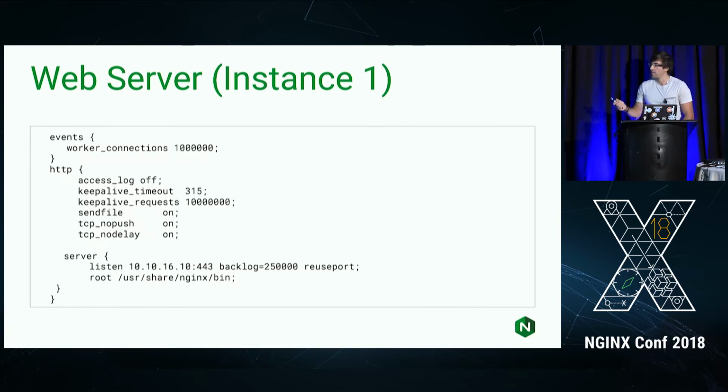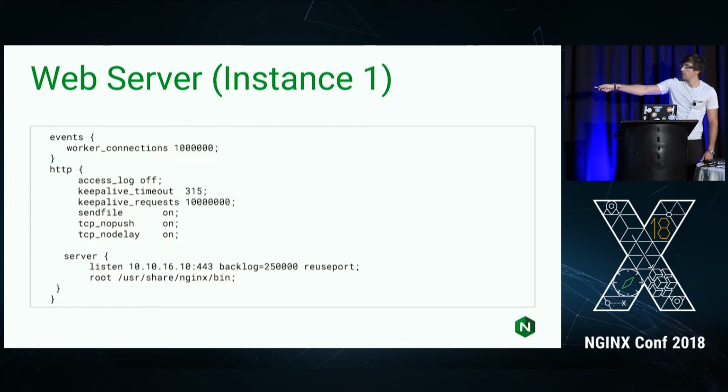Another thing, keep alive timeout. You could set a timeout for a client keep alive connection to stay alive. In this case, we set it to 315 seconds. Also, for each keep alive connection, you can set the maximum number of requests that can be served in that keep alive client connection. Here it is 10 million.